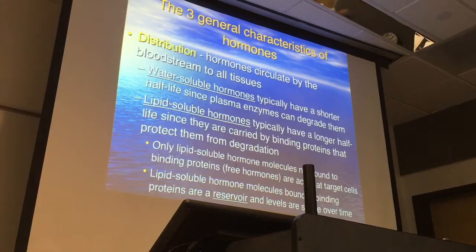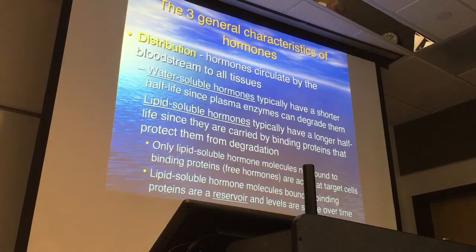Now, about the lipid-soluble hormones. Most of the lipid-soluble hormones are carried by binding proteins. When they're attached to that binding protein, they're not able to produce a response. Only the lipid-soluble hormone that's not bound, and that's only a small fraction of them, those are called free hormone molecules, and they're able to produce a response.